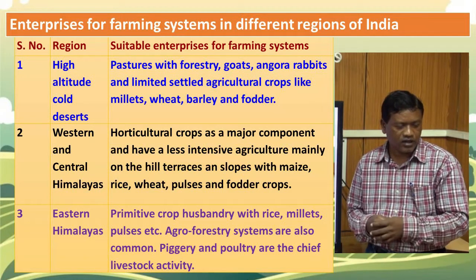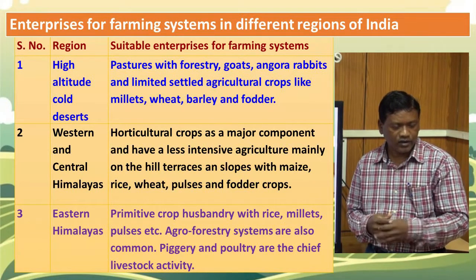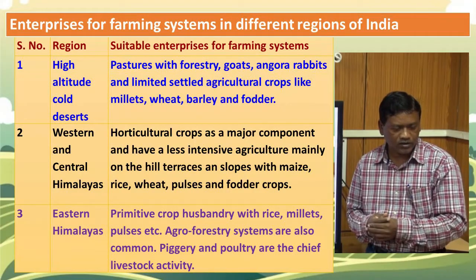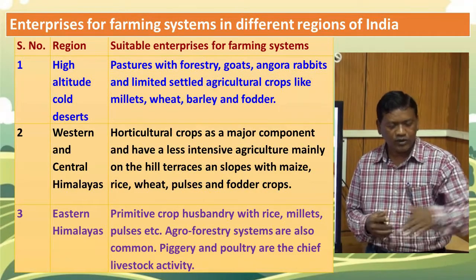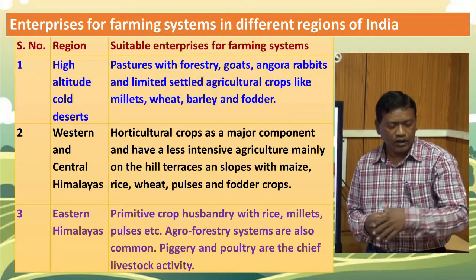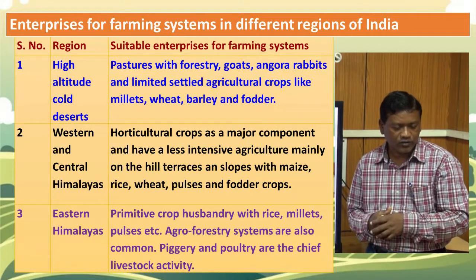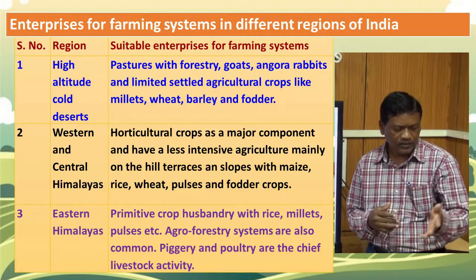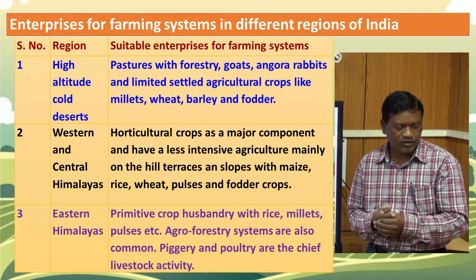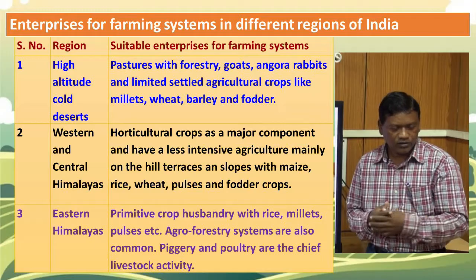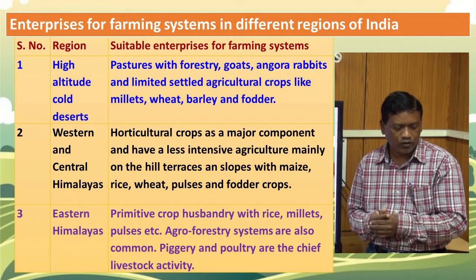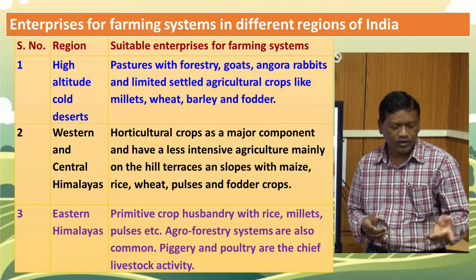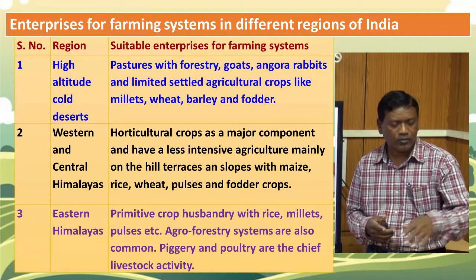And next is the western and central Himalayas. In this area, horticulture should be there, with less intensive agriculture, mainly on the hilly tracts of slope, like maize, because in this system the terrain is sloping, and those types of crops are selected which can be grown on slopes. And next is the eastern Himalayas. In these areas, the suitable enterprises are rice, millets, pulse crops, agroforestry, piggery, and poultry. These should all be incorporated in these areas.